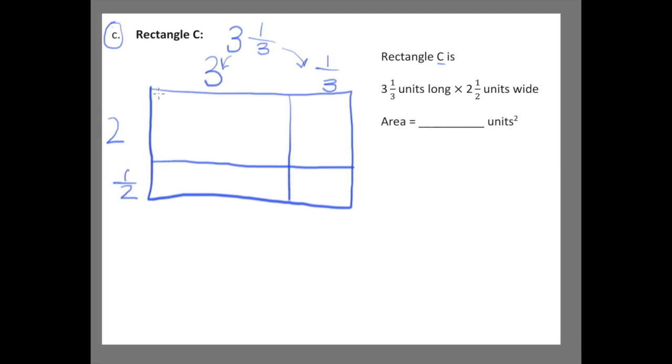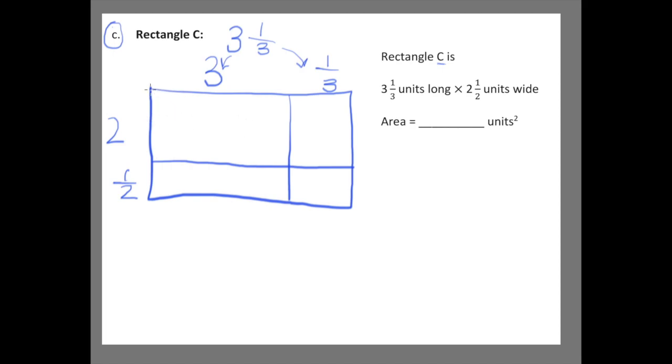Okay, so we have our rectangle. It's 3 1/3 units long and it's 2 1/2 wide or 2 1/2 tall. We're going to use our partial products and multiply these pieces together, and then we're going to end up with 1, 2, 3, 4 partial products. So let's go ahead and go. I'm going to use a different color for each so we can see our 4 separate partial products.